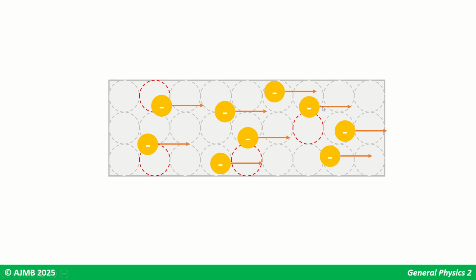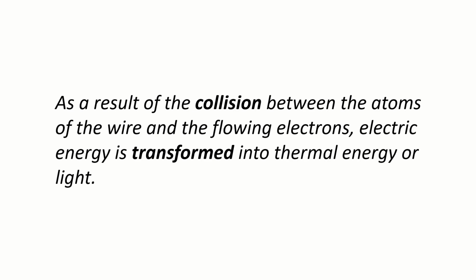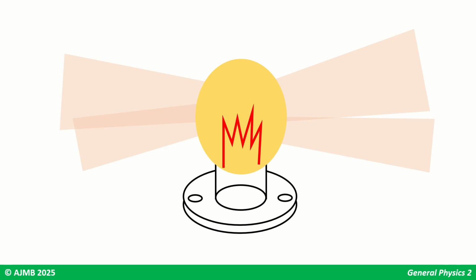And when that happens, some of the electrical energy that is on the electrons is passed on to the atoms of the wire. And in that scenario, the electrical energy is transformed into other forms, particularly heat energy. As a result of the collision between the atoms and the electrons, some of your electrical energy will be transformed into thermal energy or into light. And sometimes that is the goal.